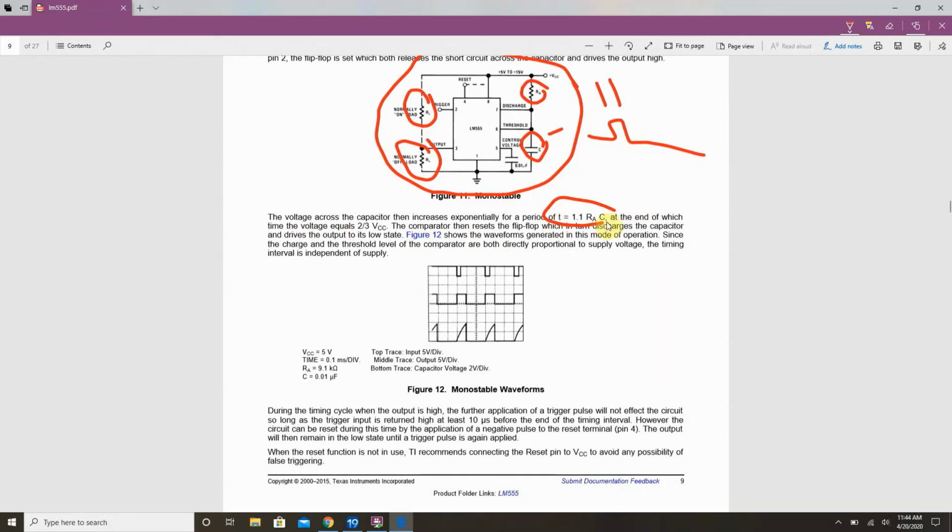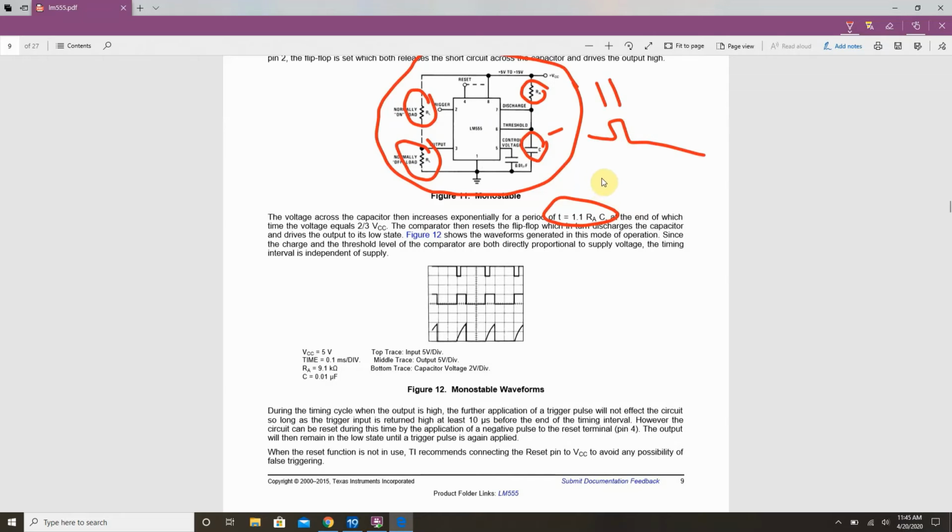Look right here. There's our equation to figure out the length of that pulse. T, the length of that pulse, is 1.1 times that resistor times that capacitor. And remember, that capacitor is an electrolytic. That's how easy that equation is. You got a little bit of multiplication there to figure out how long you want that.